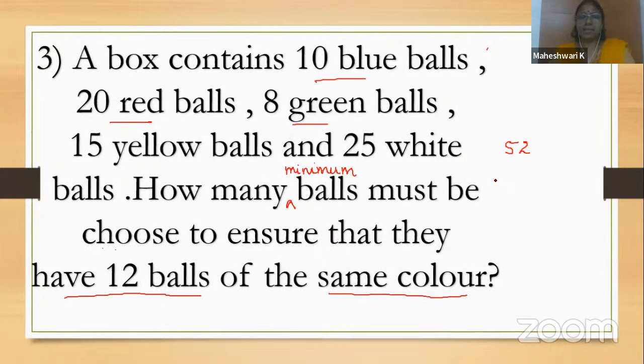So this is the whole idea. So let's check if 52, what she said, is right, and anybody else who has any other opinion can also share.